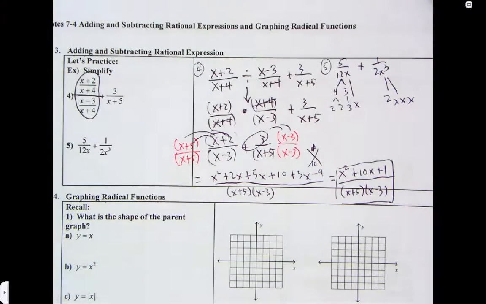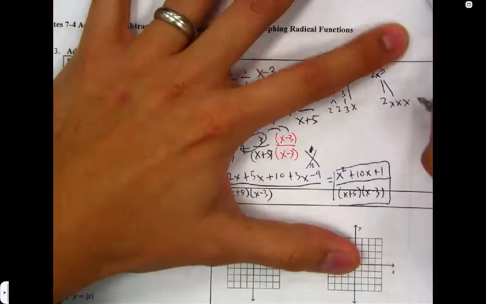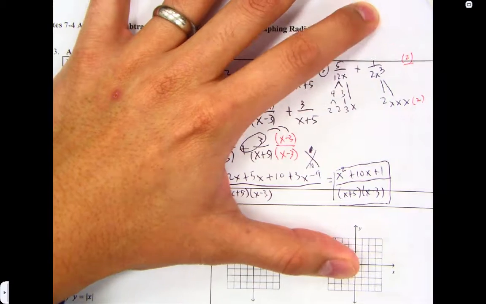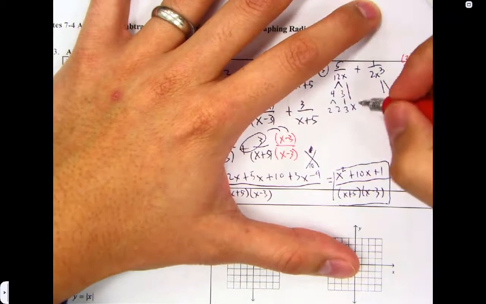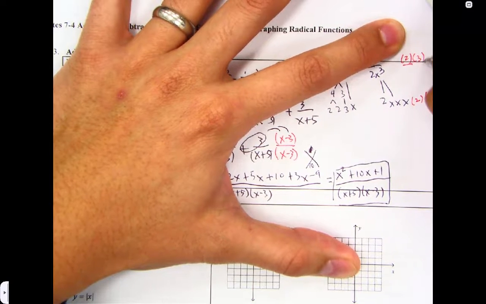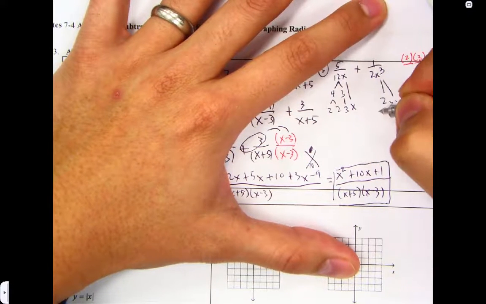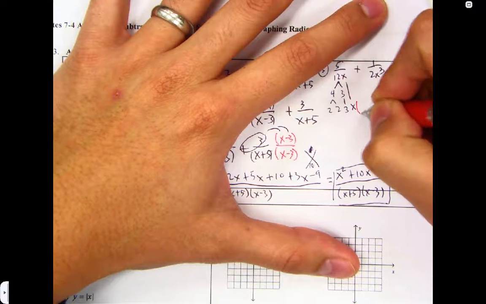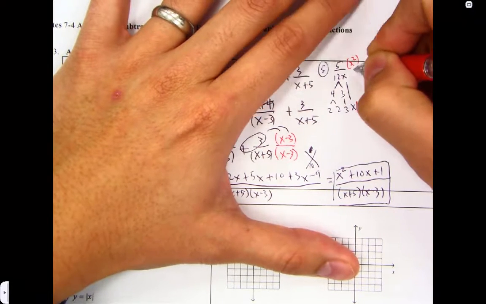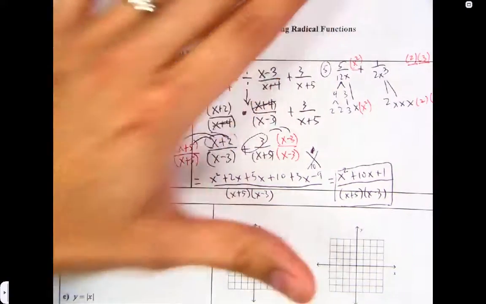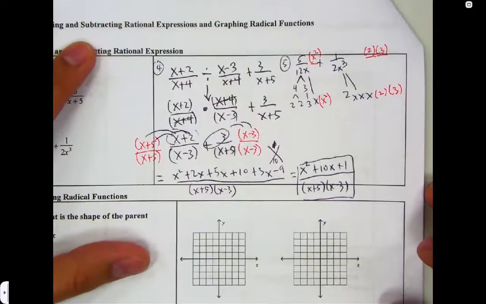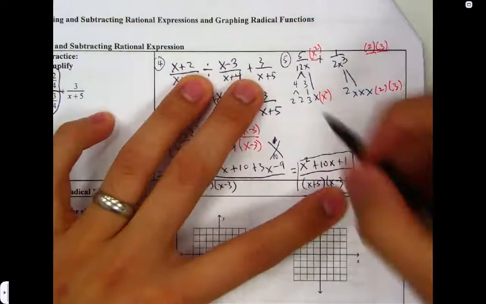Okay, we're going to make the bottoms the same. I have two 2's here, so I need a 2 here. And I don't have a 3 here, so I'm going to add a 3 here. And I have 3 x's here, so I need 2 more. So a short way to write that is x squared. Now that the denominators are the same, we're going to multiply out the top.